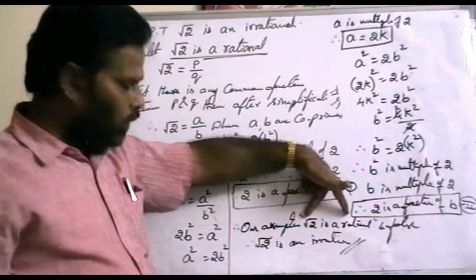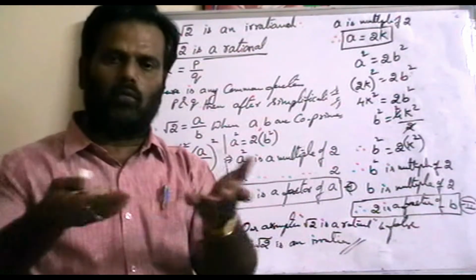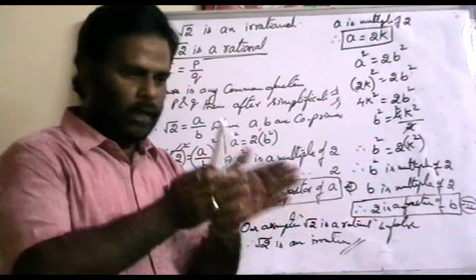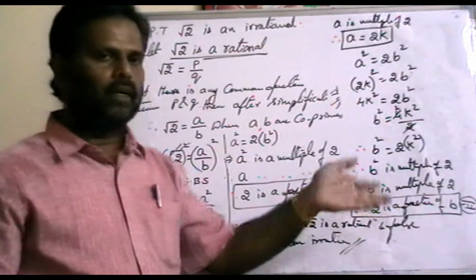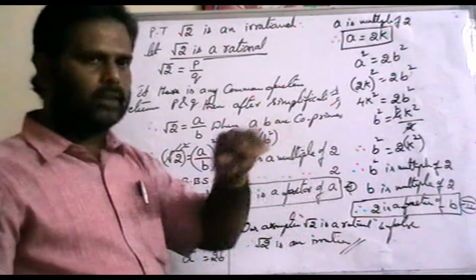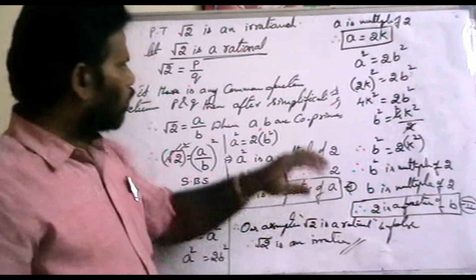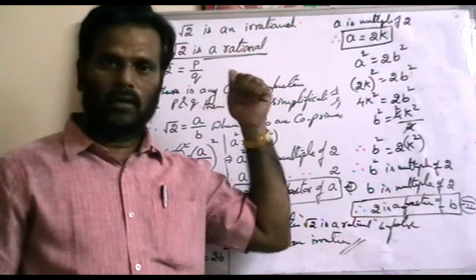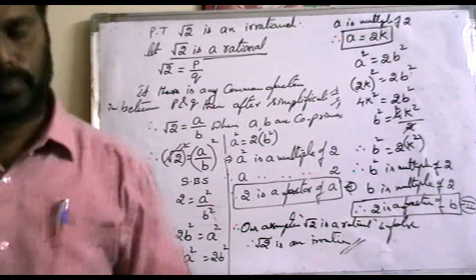If root 2 is rational is a false statement, then what is true? Root 2 is irrational. Root 2 is rational, that is false. Now what is true means root 2 is irrational. So actually it is a very important sum. It is very important, but it is also a very confusing sum. Okay, prove that root 2 is irrational. Right? Very important topic. Thank you.